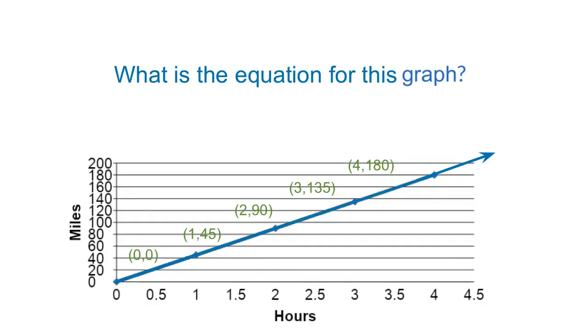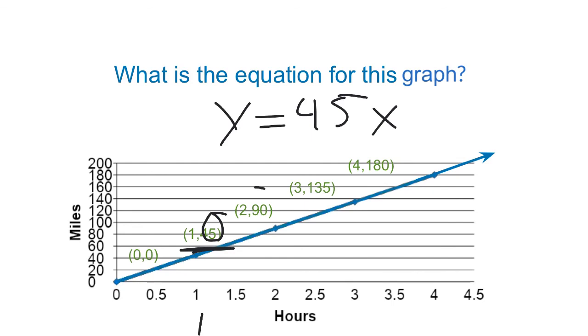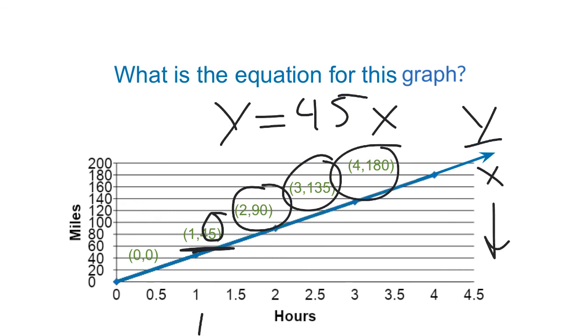What is the equation for this graph? Well, it would be, again, y equals 45x. And I get that by looking either at the unit rate, x is 1, y is 45, that's giving me my unit rate, or I could take any of these other points and divide the y by the x, and that will give me k.